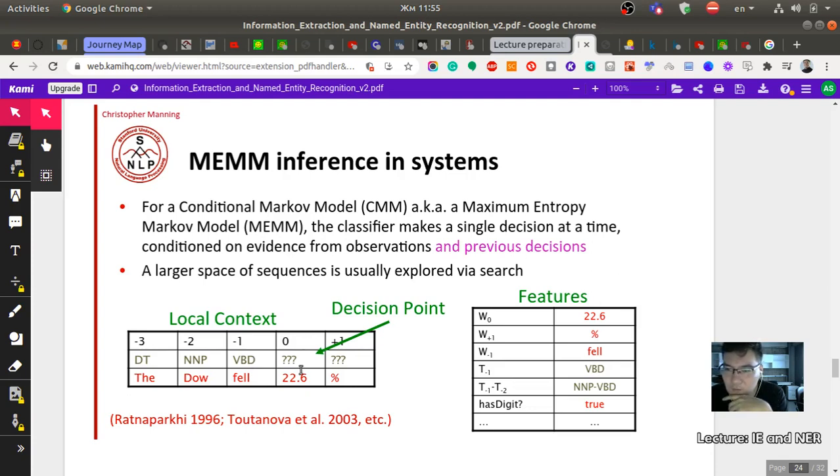For example, for this point, the Dow fell 22 and 6. What you can do is say these can be the features: word 0, 22 and 6, the word itself. The next feature is the next word, percent. t-1 is fell, so what was the previous word's part of speech? It was verb in past tense. And t1, you can also specify noun, noun phrase, verb, and has digit true, and so on. So you can find out them.